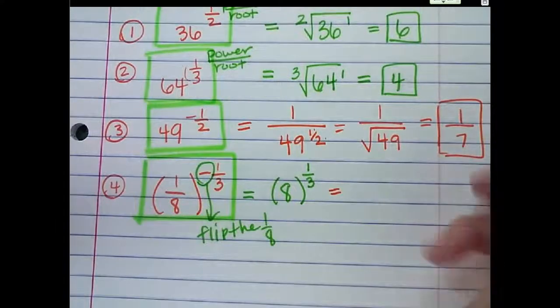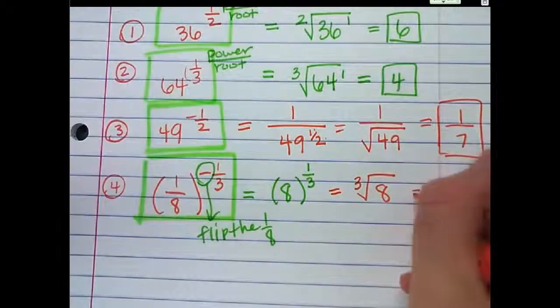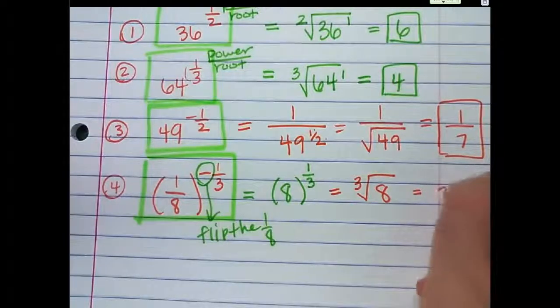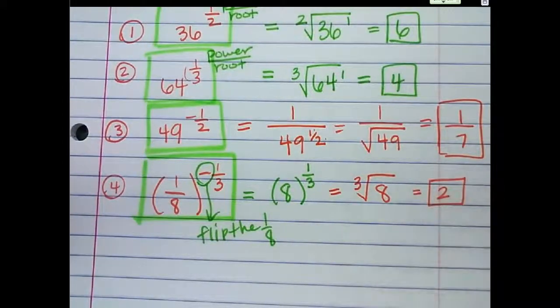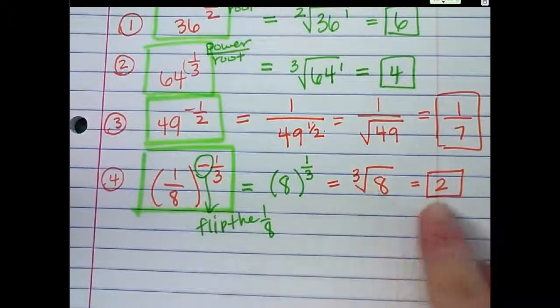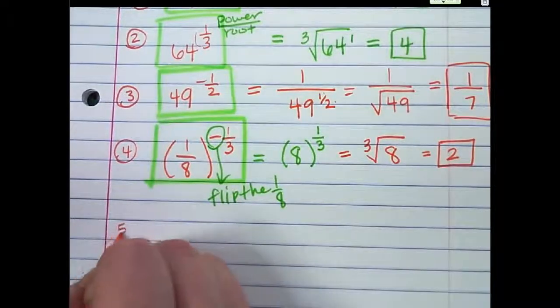So x to the 1/3 becomes cube root of 8. And what's the cube root of 8? 2. So again, if you know that 8 to the 1/3 is cube root of 8 and you're writing just 2, that's fine. Just depends on the person.